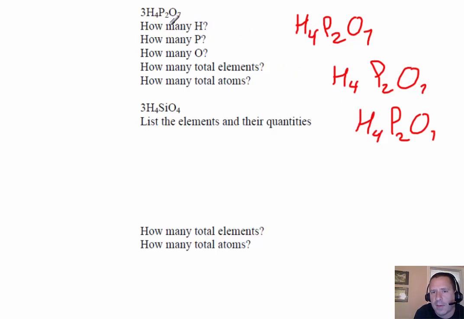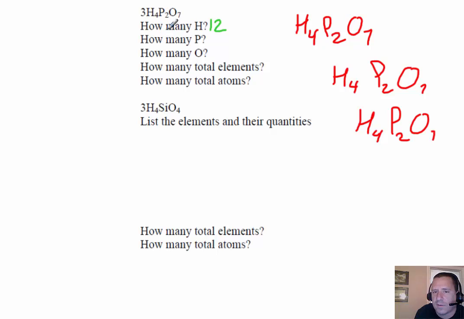So how many hydrogen do we have here? Well, that subscript is a 4, and there's a coefficient. So the first question we're always going to ask is, is there a subscript? Yes, there's a 4. Is there a coefficient? Yes, there is. So 4 times 3 is 12. And we always just move from left to right, which makes things a lot easier.